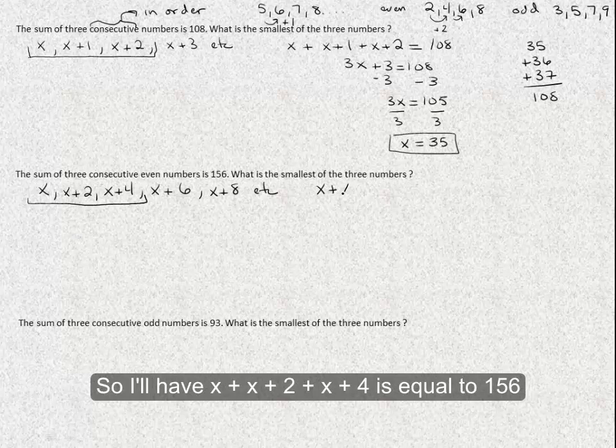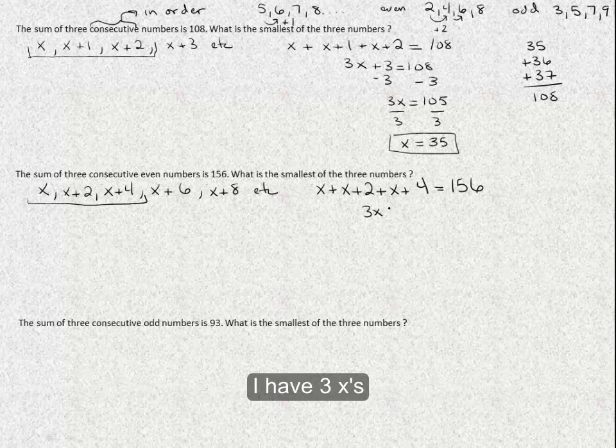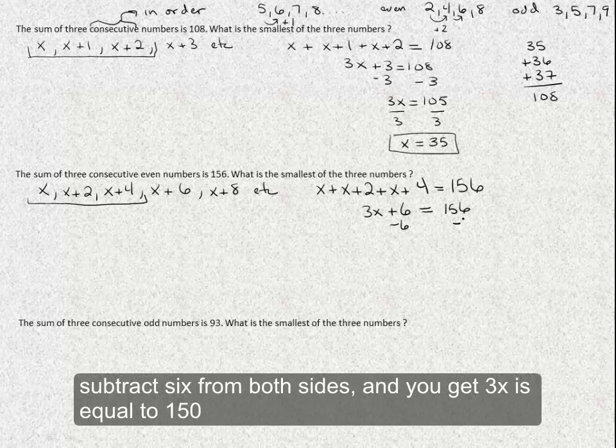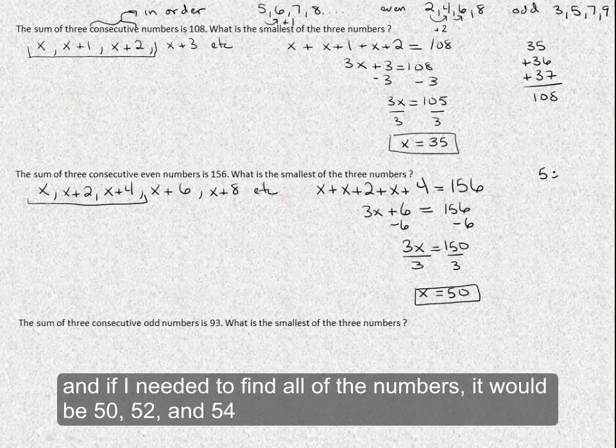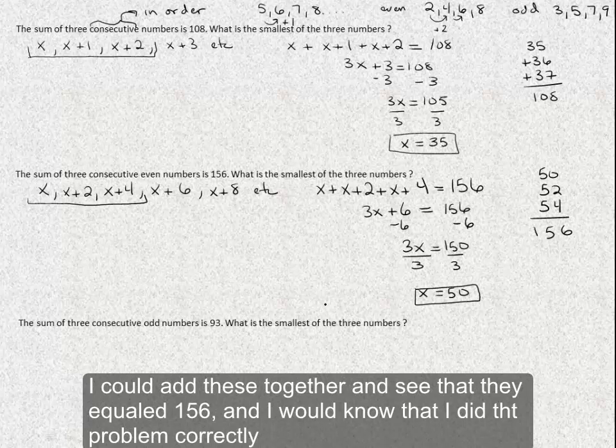So I'll have x plus 2 plus x plus 4 is equal to 156. I have 3 x's, and 2 and 4 is 6. Subtract 6 from both sides, and you get 3x is equal to 150. Divide by 3 to get x is equal to 50. And if I needed to find all of the numbers, it would be 50, 52, and 54. I could add these together and see that they equaled 156, and I would know that I did that problem correctly.